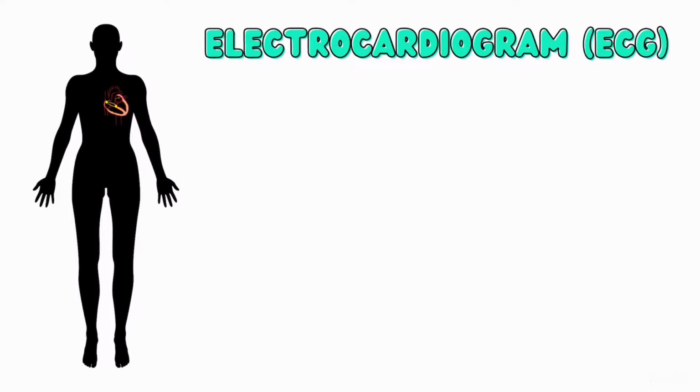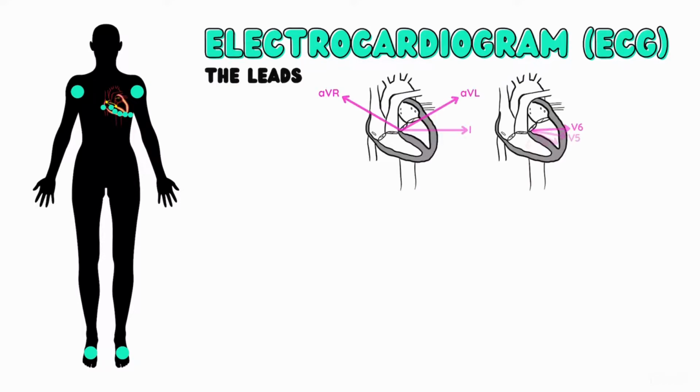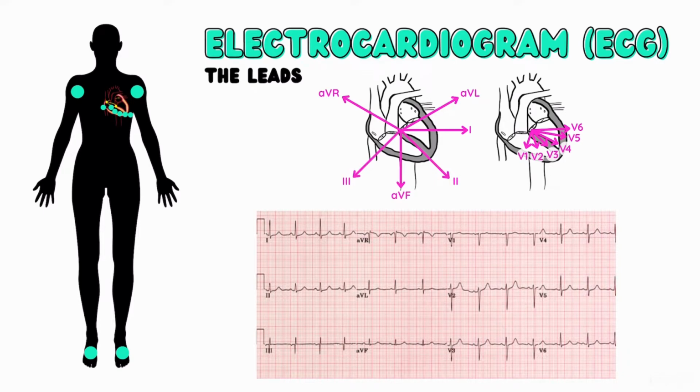An ECG requires electrodes on the upper and lower extremities, as well as along the left side of the chest, or precordium. In total, there are 12 leads, or vectors, which assess cardiac function from 12 different perspectives.